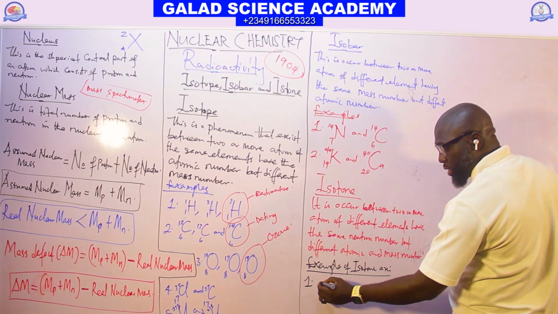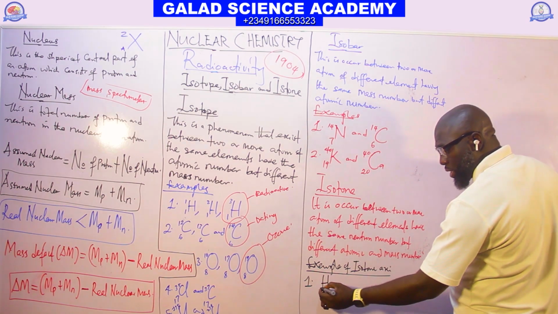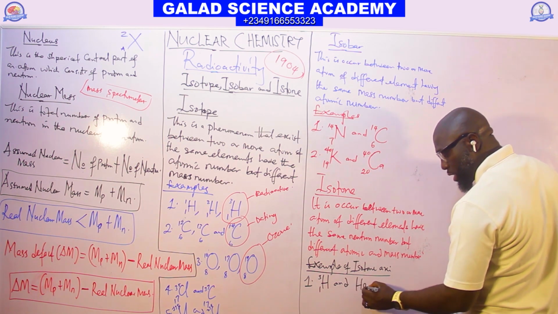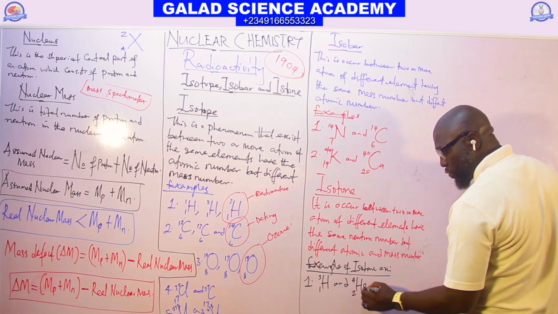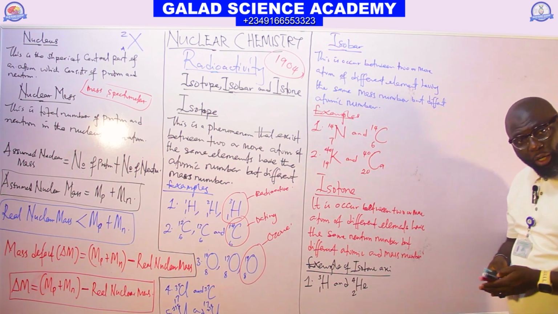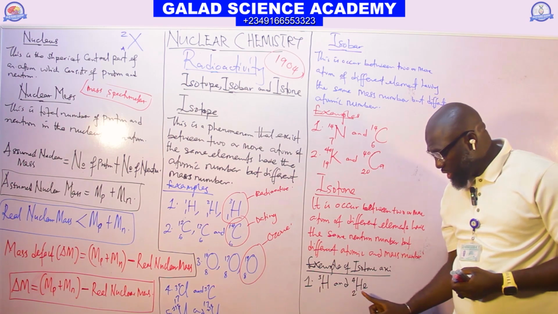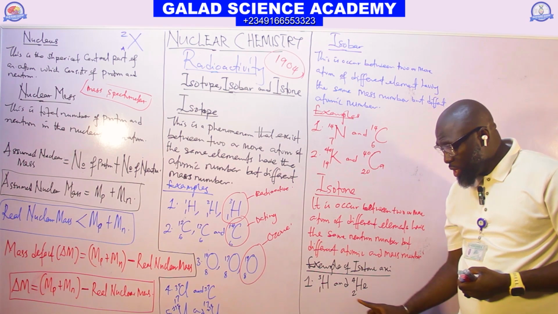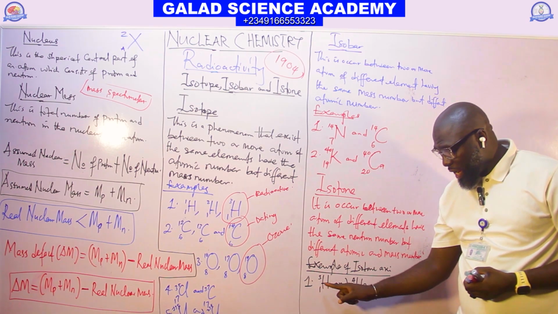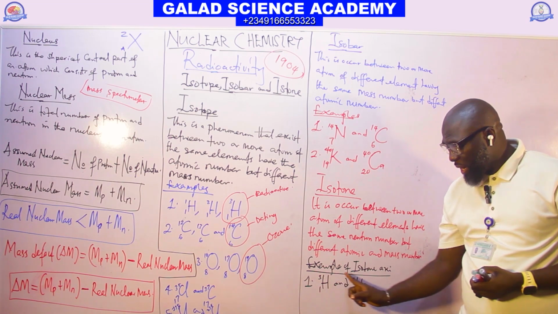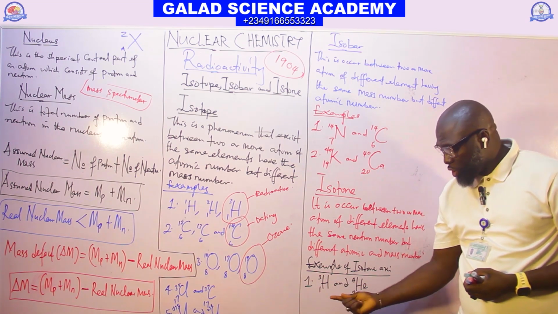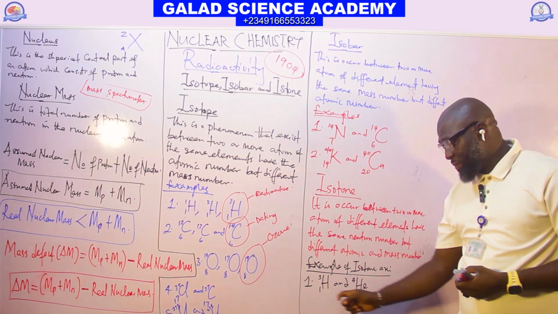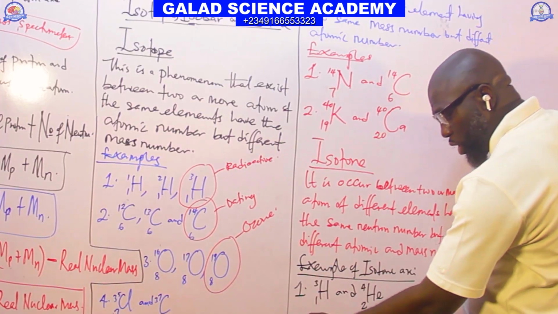One, we have hydrogen 1, 3 and helium 2, 4. Look at these two atoms. This is hydrogen, this is helium. Atoms of different elements, with different atomic number and different mass number. What is the number of neutrons? Subtract 1 from 3, we have 2. Subtract 2 from 4, we have 2. They have the same number of neutrons.